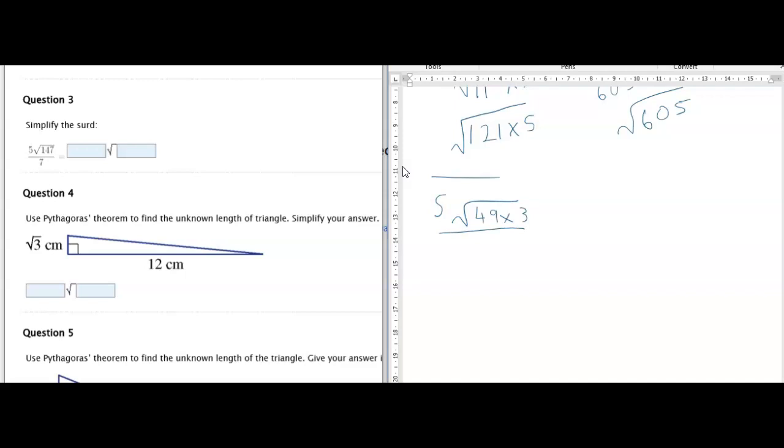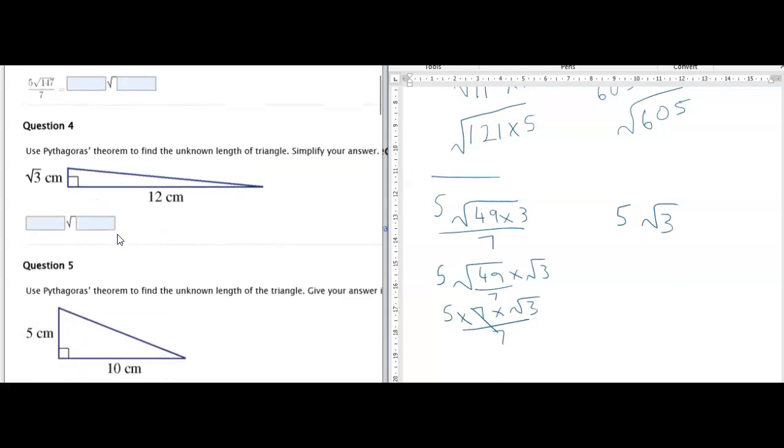A little bit of a hint is that denominator 7. When we simplify the square root of 49 times root 3, the square root of 49 is 7. Oops, that should have been over 7 as well. These 7s cancel out, so then we're just left with 5 root 3. All right, moving on to question 4.